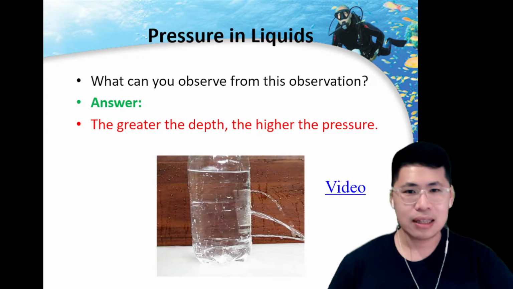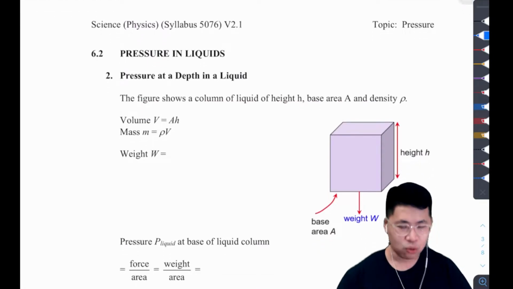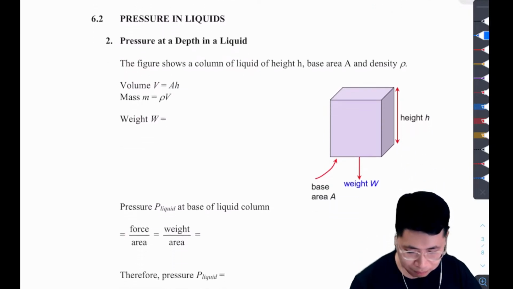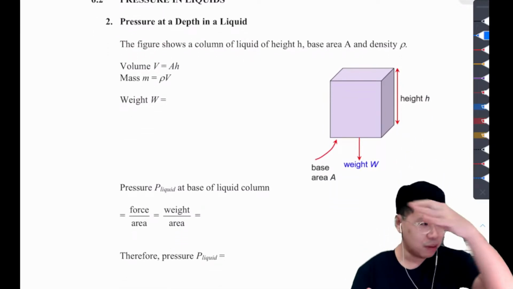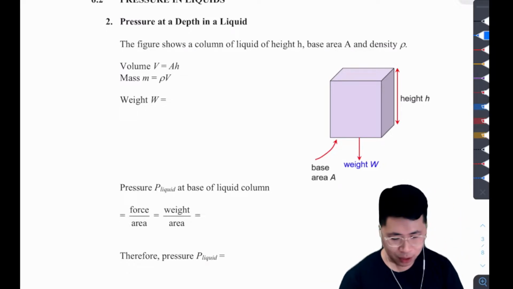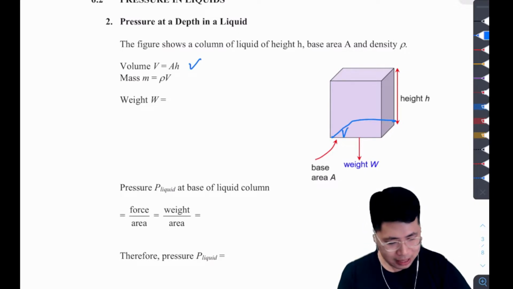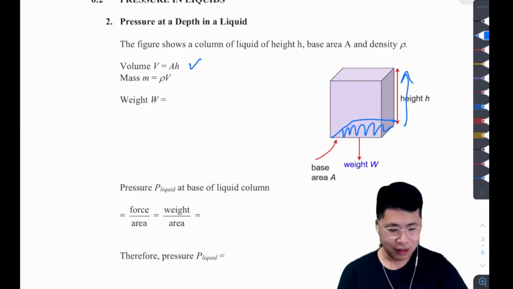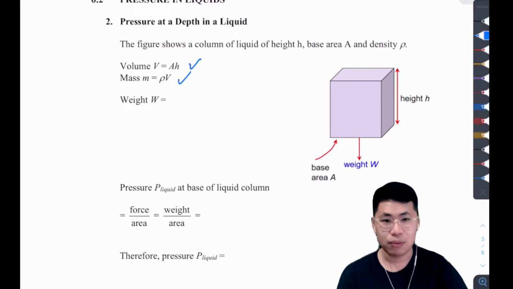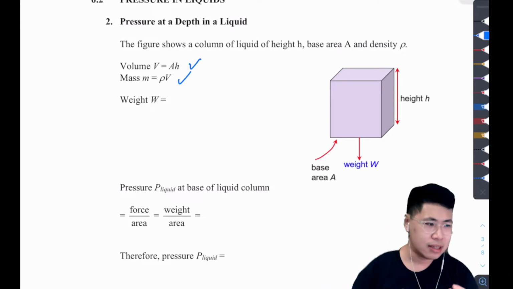So with this, let us transition over to our notes and discover how we get the formula for pressure at depth in a liquid. Over here, we have a figure that shows a column of liquid of height h, weight w, and a base area A. First we have volume. The volume of a prism will be the base area times the height, right? Then mass is gotten from the density formula. So density equals mass over volume; rearranged, m equals density times volume.